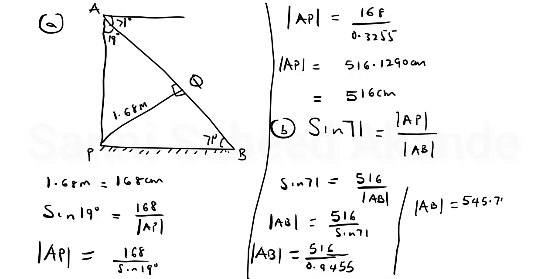545.7430 centimeters. So to the nearest centimeter, you have line AB to be equal to 546 centimeters. So that is to the nearest whole number or nearest centimeter. And this side AB is the length of the ladder we were told to find.